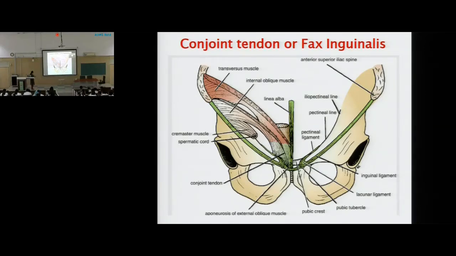ठीक है? Okay. Again, we are going to talk of this conjoint tendon. Conjoint tendon is formed by the union of internal oblique and transversus abdominis के fibers. Internal oblique and transversus abdominis के fibers, they are going to unite and they are going to form the conjoint tendon. This is internal oblique.